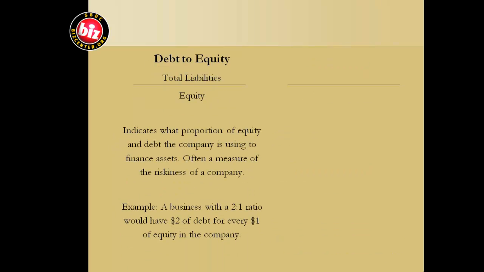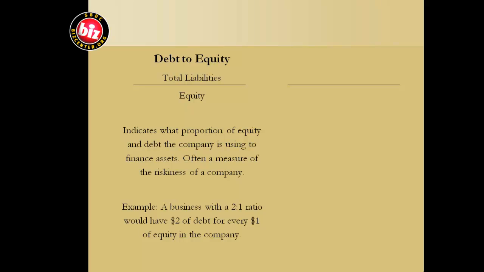The debt-to-equity ratio looks at the relationship between the total liabilities and equity of a company. This ratio indicates what proportion of equity and debt the company is using to finance assets. This is often a measure of the riskiness of a company. If the ratio is greater than 1, it indicates mostly debt financing. Less than 1 would show that the business is financing assets with equity.